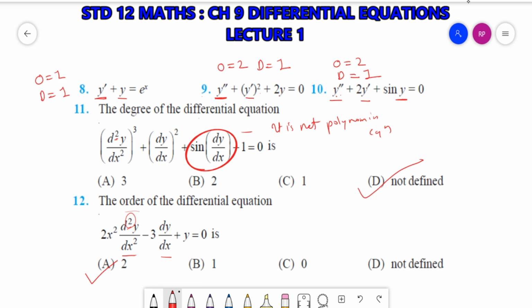So this was about question number 8 to 12. Okay, and here we completed exercise 9.1.1. So just note down question 8 to 12.